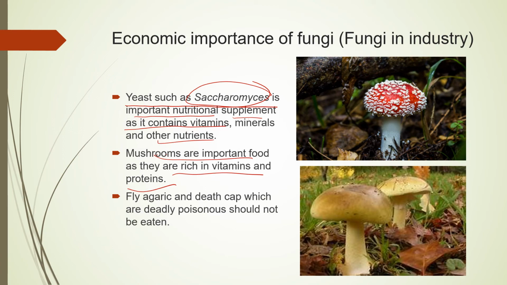But we should be aware of two or three types of mushroom like this. This is the fly agaric, or Amanita muscaria. This is very poisonous. And this is the death cap, the second one. Though it looks like a normal mushroom, it is very poisonous and deadly. It should not be eaten at all. These two highly poisonous mushrooms, the fly agaric and the death cap, should not be eaten, as eating them can cause death.